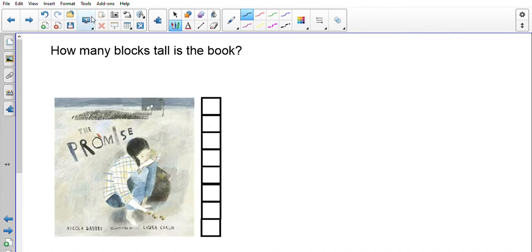How many blocks tall is this book? Sometimes we can use non-standard measurements for things. So we can use things like blocks or our feet or straws to measure with. Let's count how many blocks this one is. So it is 1, 2, 3, 4, 5, 6, 7, 8. So this is 8 blocks tall. We need to make sure that we write the blocks. So we know it's 8 blocks tall. It's not 8 centimeters tall. It's not 8 foot tall. It's not 8 meters tall. It's 8 blocks tall. So we need to make sure that we're telling people what we're measuring in.